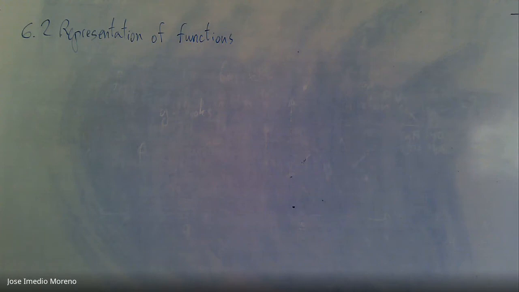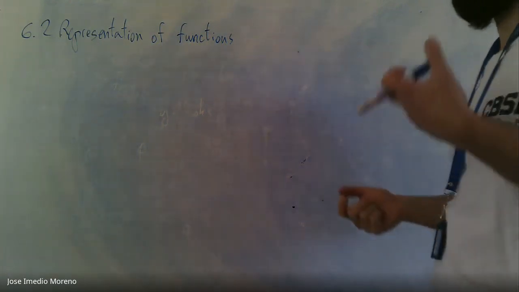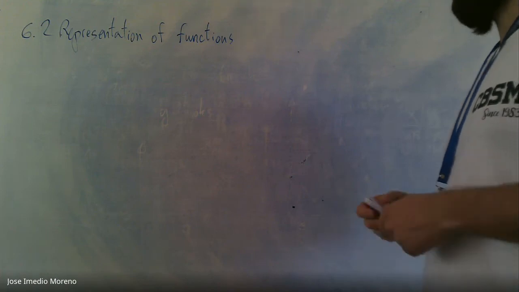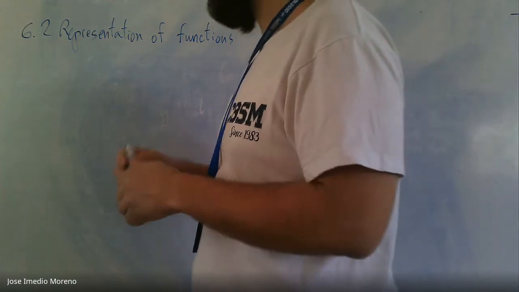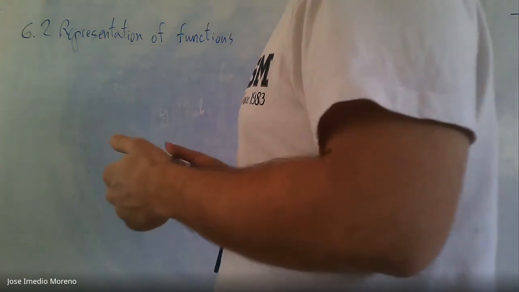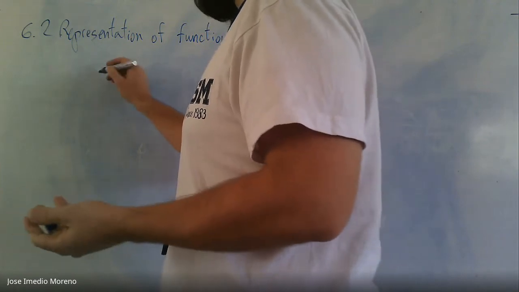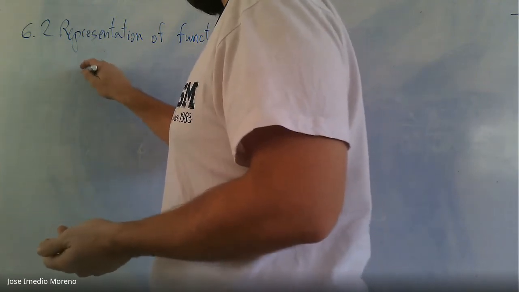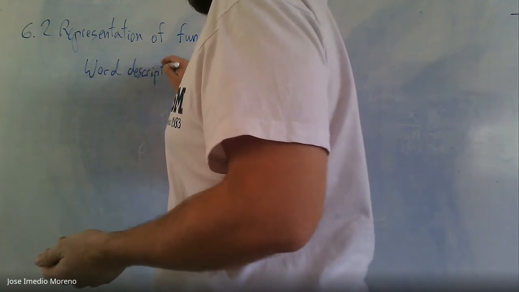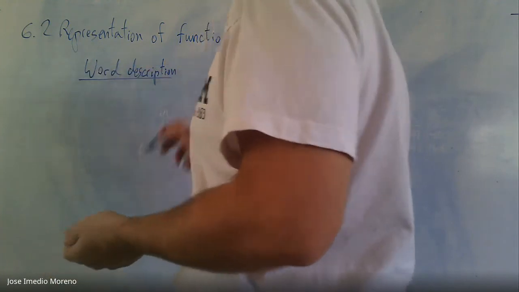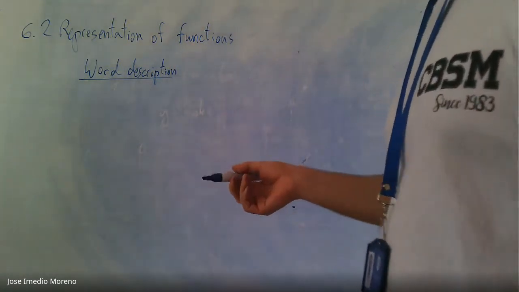So this explanation is about 6.2. This is representation of functions. Okay, and we can state here that there are three ways in which we can represent functions. And one of them is by a word description. Well, maybe I said three. Let's say there are several ways in which we can represent a function.